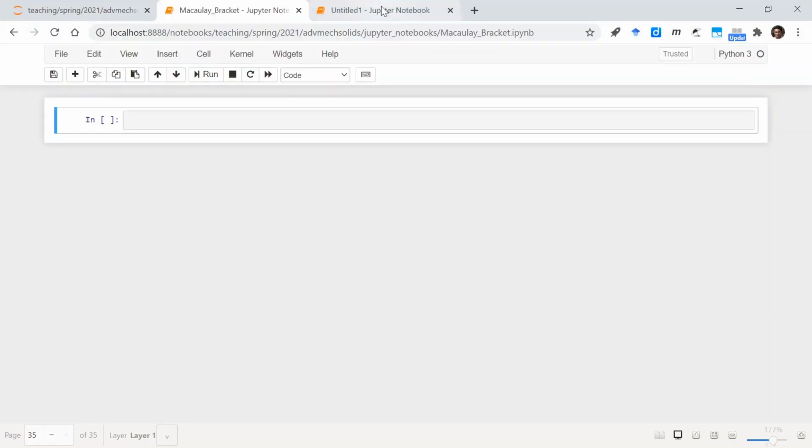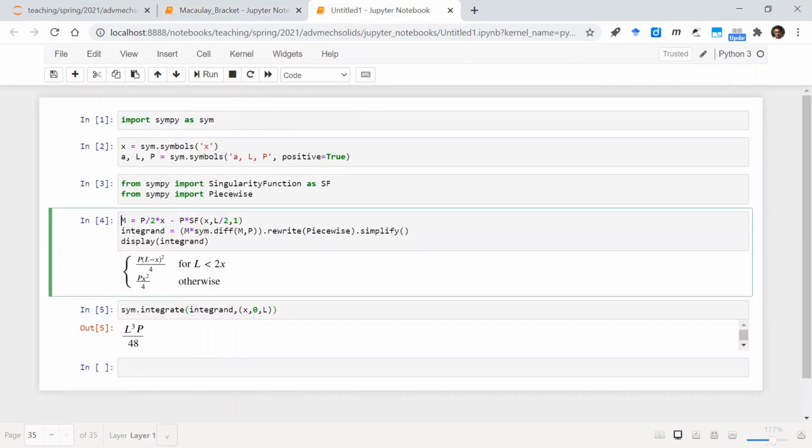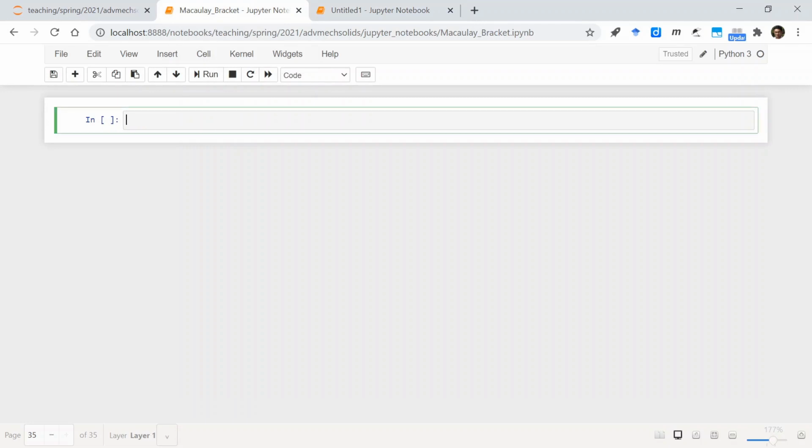Okay, so I have already tested it out here, so we can quickly use these things, but let me just demonstrate to you what is going on. Okay, so afresh, import sympy as sim, like we used to do in our applied elasticity course.